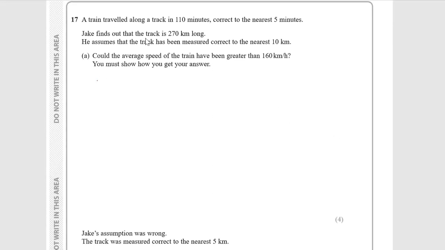Question 17. A train travelled along a track in 110 minutes, correct to the nearest 5 minutes. Jake finds out that the track is 270 kilometers long. He assumes that the track has been measured correct to the nearest 10 kilometers. Could the average speed of the train have been greater than 160 kilometers an hour? You must show your working out.